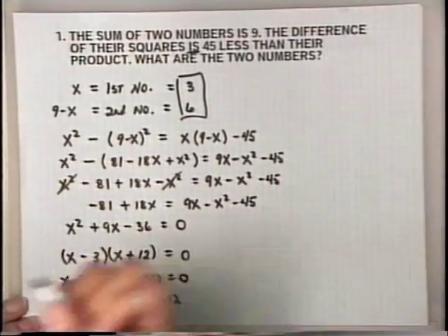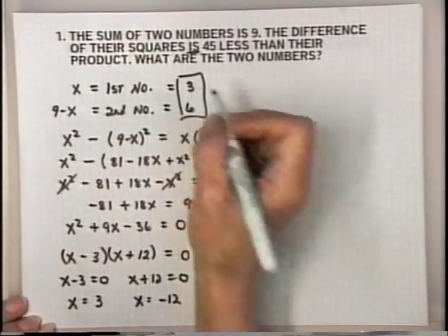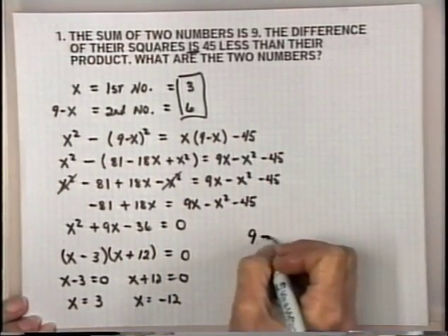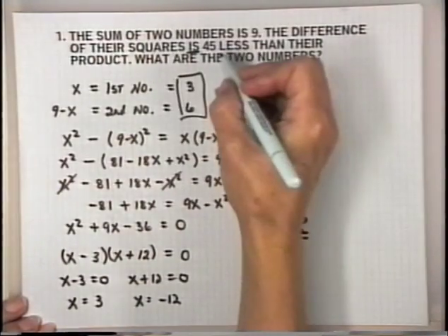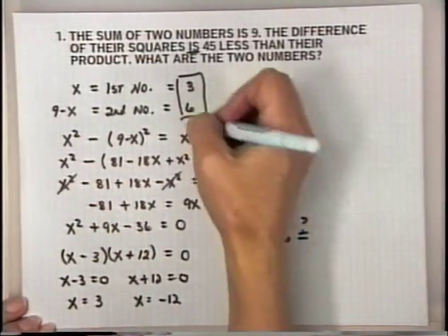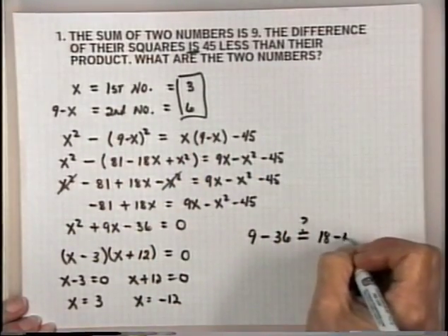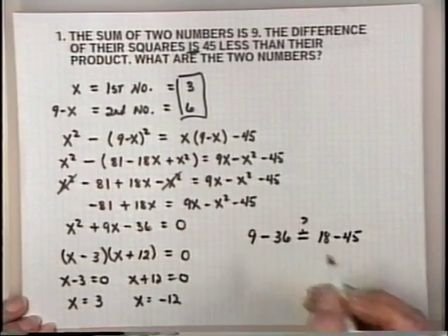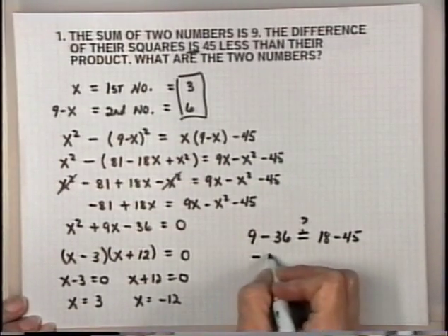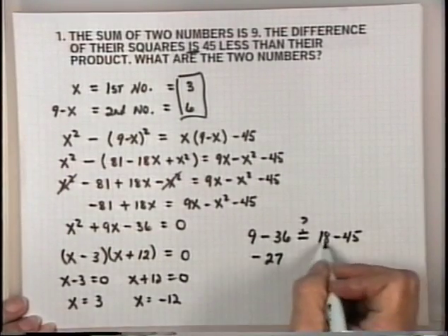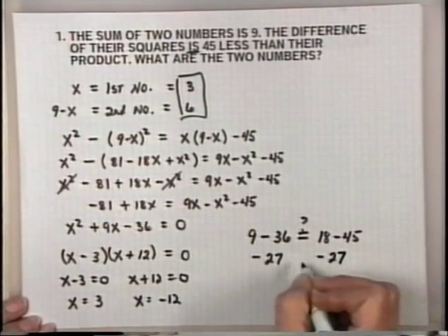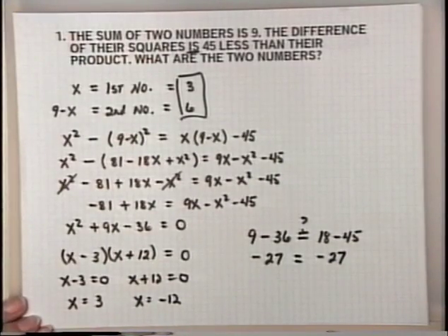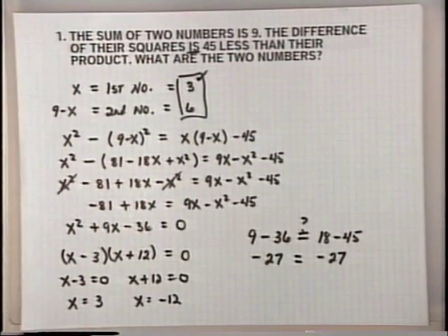Let's check this, the difference of their squares. If I take 3 and square it, that's 9. Subtract 6 squared is 36. Does that equal 45 less than their product? Their product is 18 minus 45. 9 subtract 36 is a negative 27. 18 subtract 45 is also a negative 27. So these do equal each other, and this would be a correct solution to our problem. Let's try the second combination.